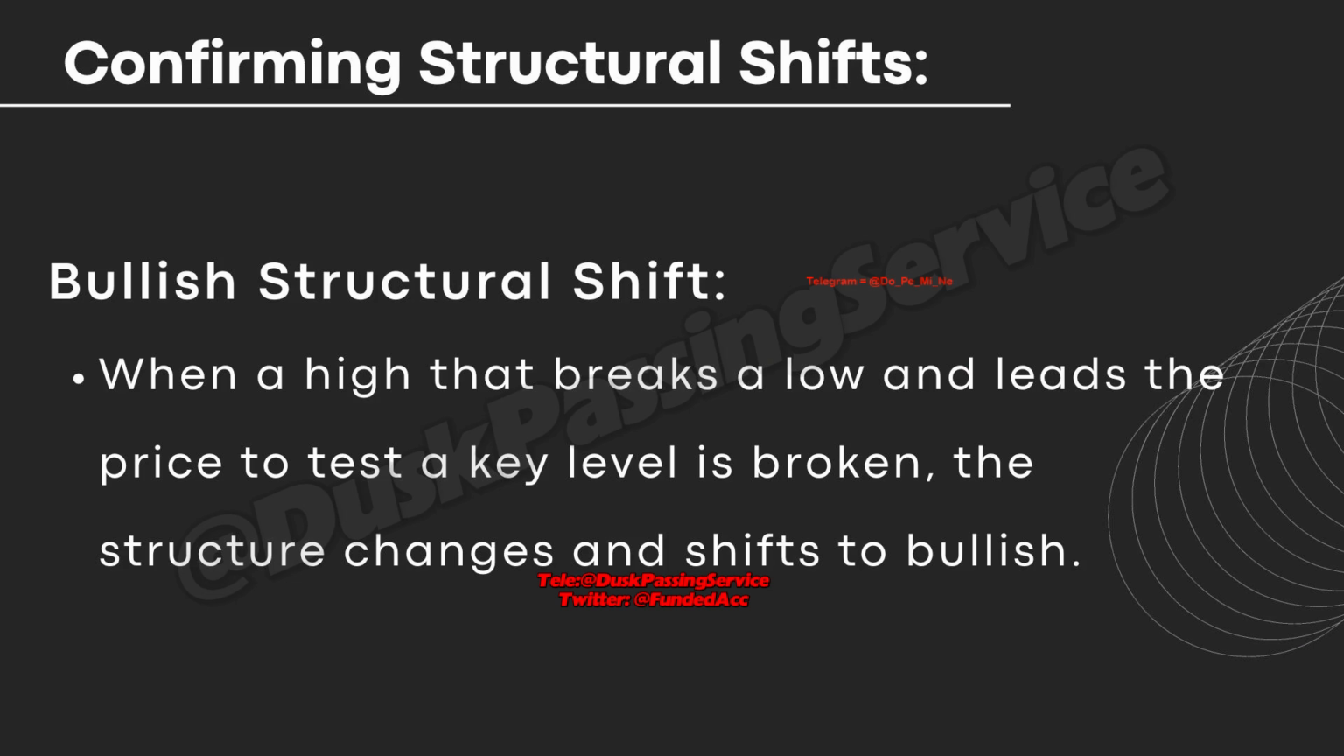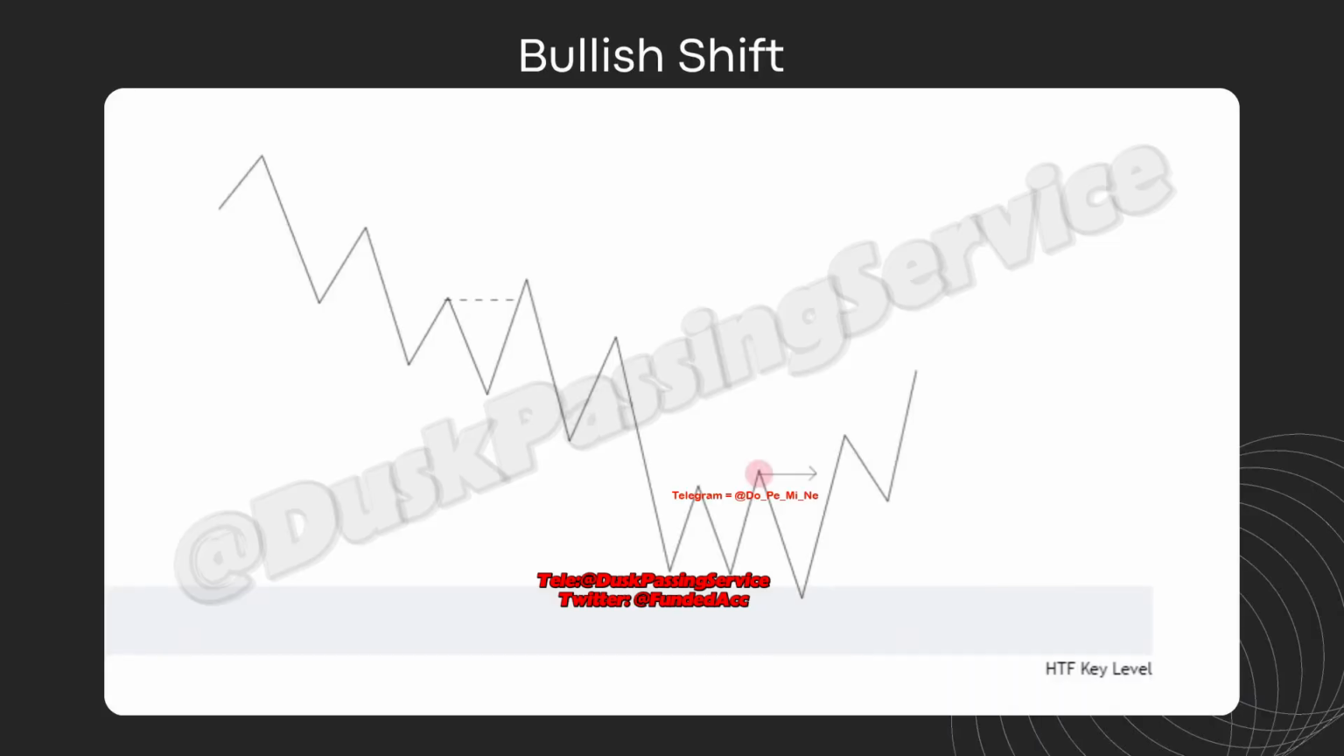When a high that breaks a low and leads price to test a key level is broken, that structure changes and shifts to bullish. Let's look at it right here. So again, price is in a downtrend because it's breaking lows and rejecting highs. And then right here, it tests a key level, and this key level is tested with this swing high, this swing or expansion right here.